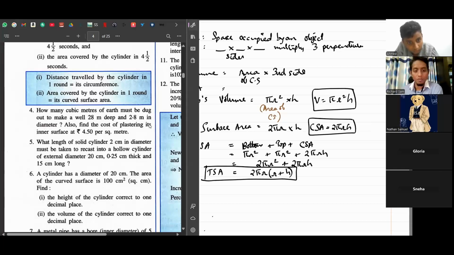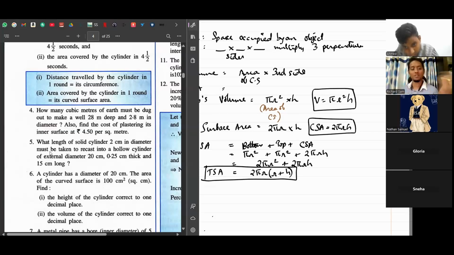Also find the cost of plastering its inner surface at 4.5 per square meter. So how many surfaces does it have, this well? Only the curved part. Normally the bottom part of the well, we don't plaster it. Then the well will not have water to come in if you're plastering it from down, right? So you're only plastering the curved surface area. So you have to find the curved surface area and multiply that area with 4.5. That will give you the total cost of plastering it. Got it? Find the curved surface area and multiply with 4.5. Yeah. So this is one.